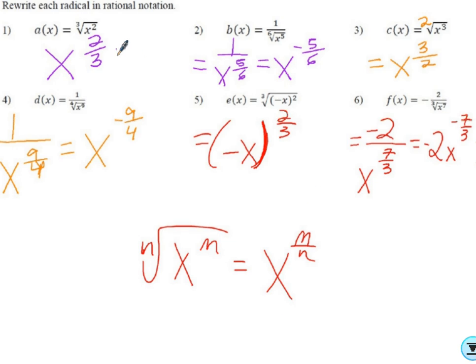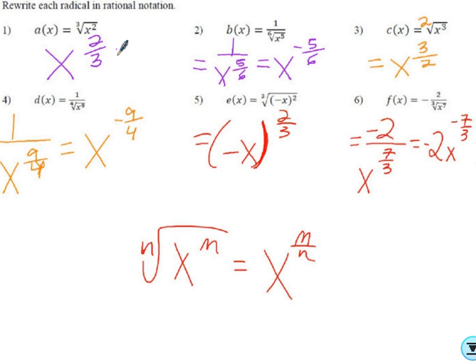So for the first one, we have the cube root of x squared. Remember, if you have a power, that is the numerator of the fraction. If you have a root, that is the denominator. So this becomes x to the 2/3.